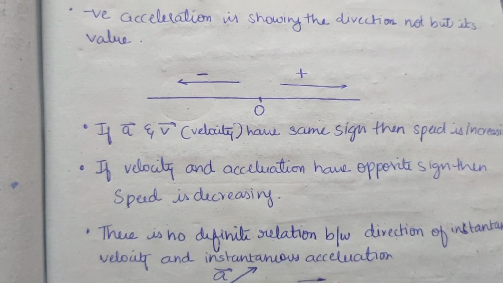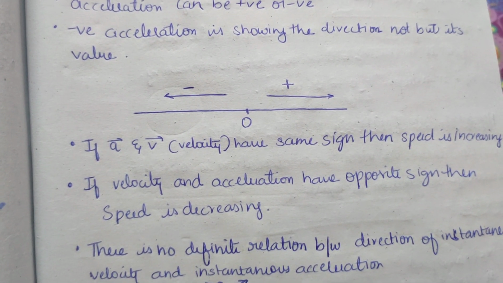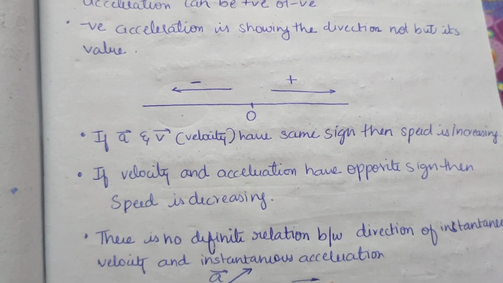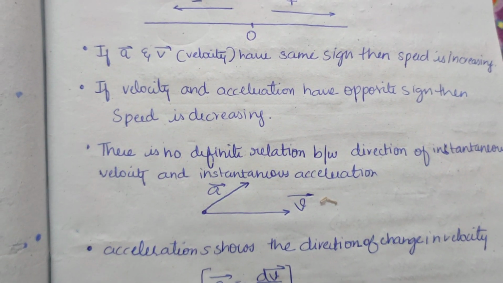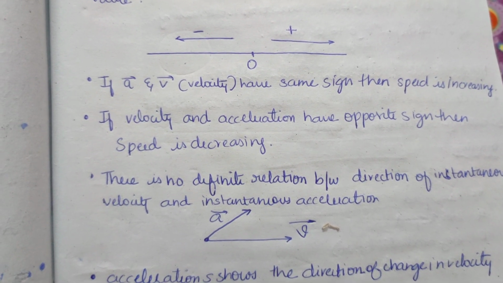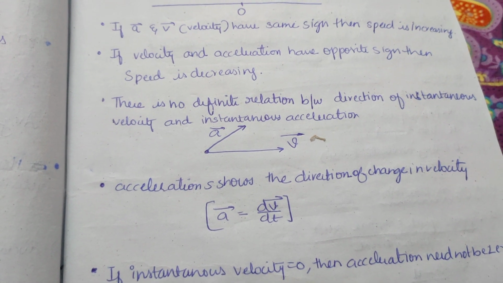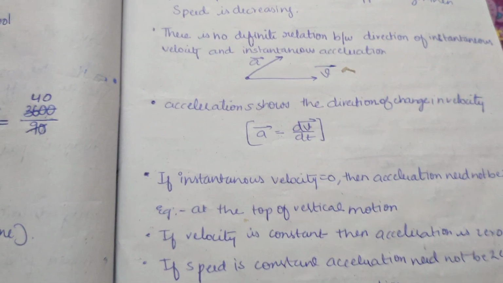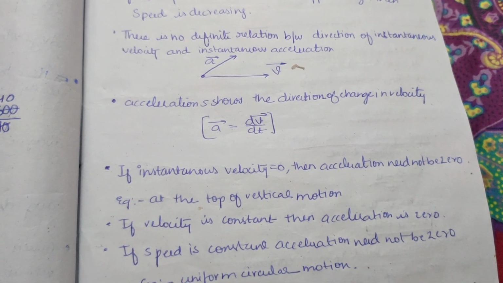Now if acceleration and velocity have the same sign, then speed is increasing. If acceleration has the opposite sign to the velocity, then the speed is decreasing. There is no definite relationship between the direction of instantaneous velocity and instantaneous acceleration. Acceleration shows the rate of change in velocity, a equal to dv by dt. If instantaneous velocity is 0, then acceleration need not be 0.